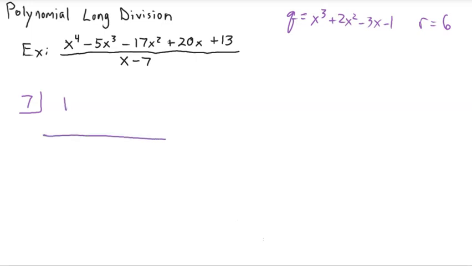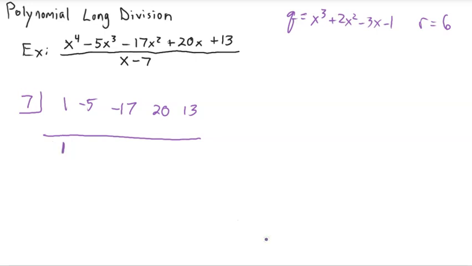Let's not forget to draw our horizontal line. Then we're going to bring down a negative 5. Then we're going to bring down a negative 17. Then we're going to bring down a positive 20. And then we're going to bring down a positive 13. We've done our setup. Now we're going to bring down the 1 under the line.